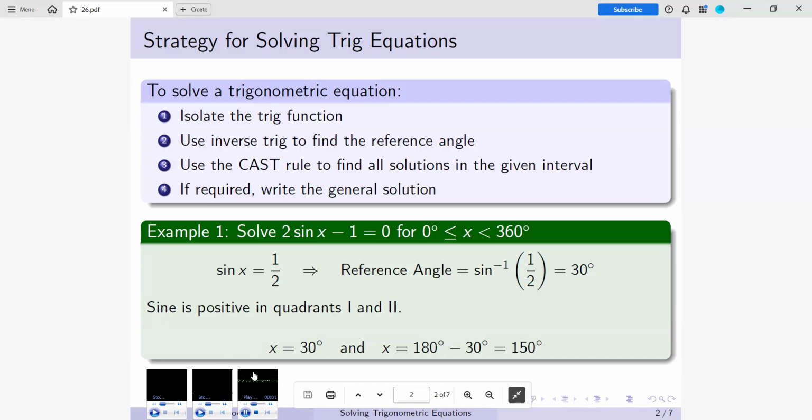Luckily, you're not alone. You have a brilliant assistant, Detective Cast. He knows exactly where each trig function is positive or negative in the city's 4 zones. With his help, and the use of inverse trig, reference angles, and quadrant logic, you will track down all suspects hiding in Angleville.